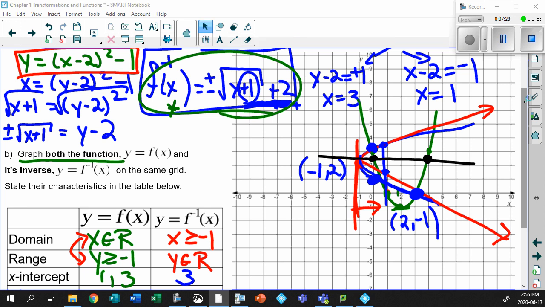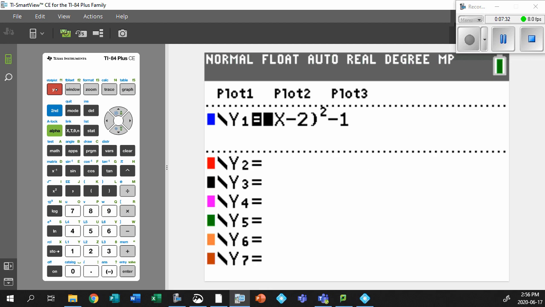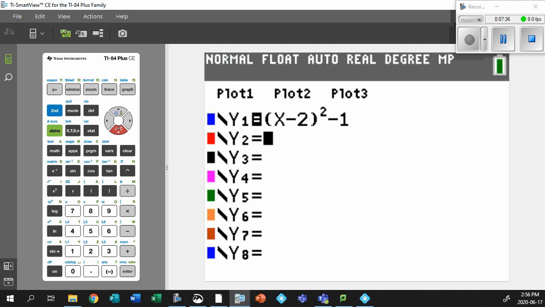Go back into your calculator here, okay? I put in the original already: (x - 2) squared minus 1. Now, I could put down here the minus the square root of x plus 1 and so on, but no, I'm not going to do that. What I'm going to do is actually draw the inverse. Now, if you look on your calculator, there's something really, really cool right here. It's the draw function. Interesting.